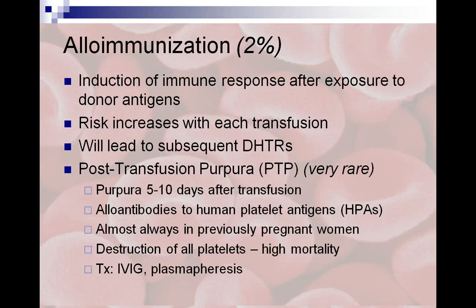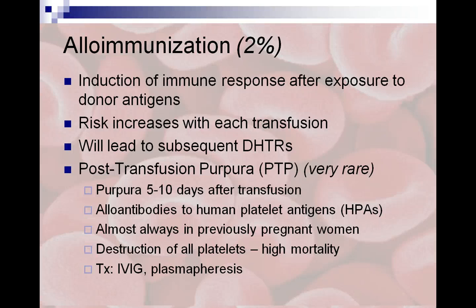Alloimmunization refers to patients creating or inducing an immune response after they become exposed to the antigens on donor cells. And every time a patient gets a transfusion, they have some risk, a 2% risk, of becoming alloimmunized to a new antigen. And as I just said, once a patient is alloimmunized, they can have a subsequent delayed hemolytic transfusion reaction.